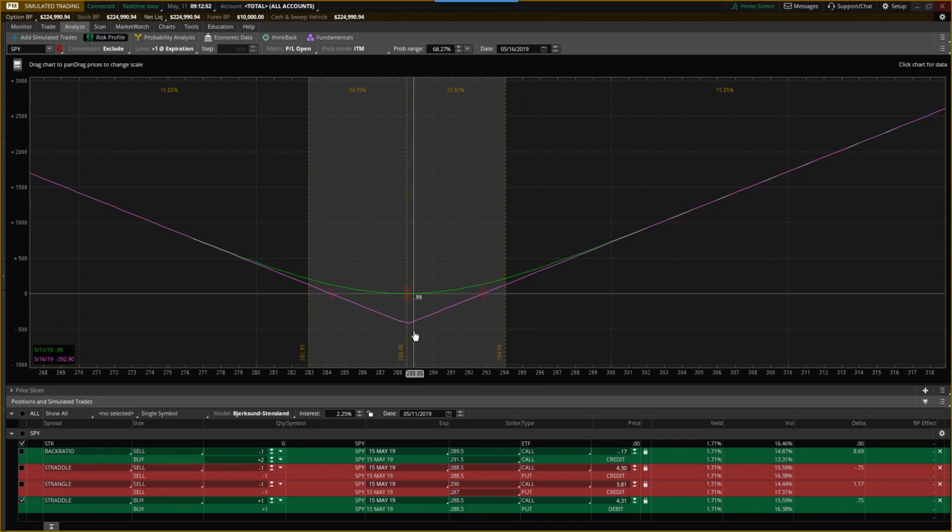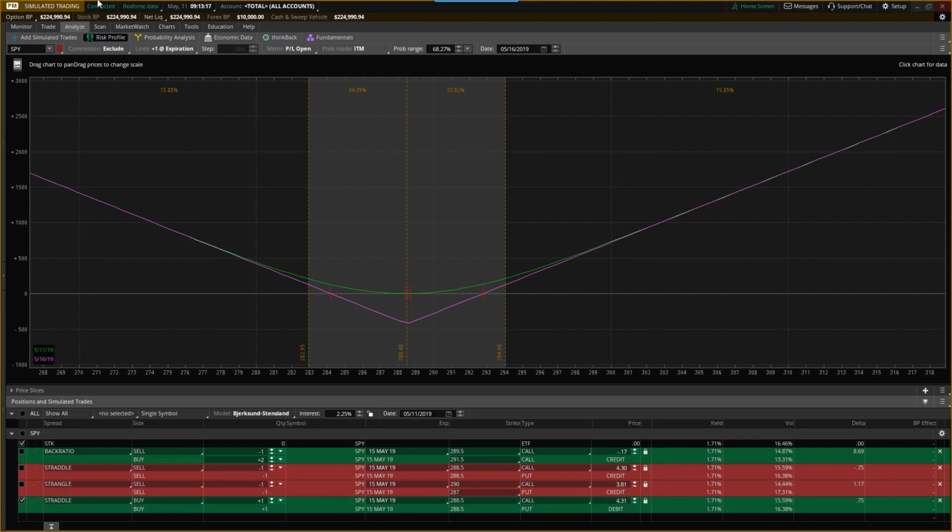So putting on a straddle is only going to be an effective strategy when you buy it if you're expecting a very sudden and sharp move to the upside or the downside. If you're not expecting a very fast move in either direction, you would not ever want to buy a straddle.